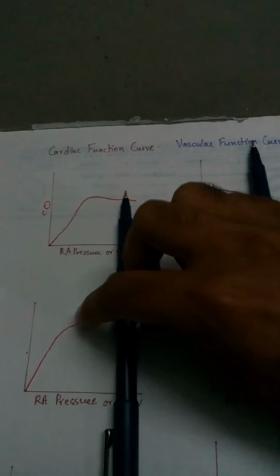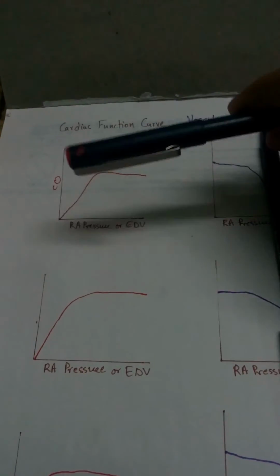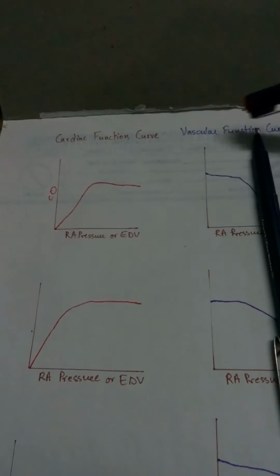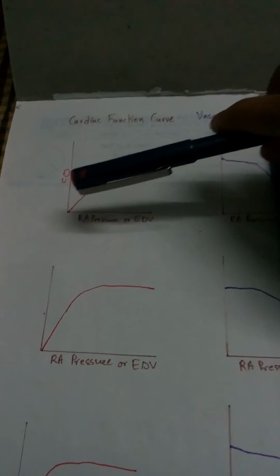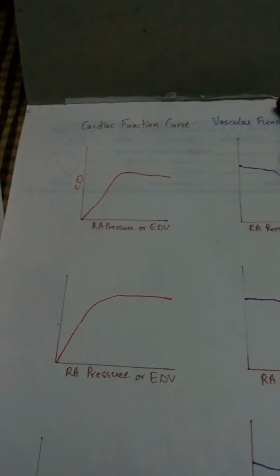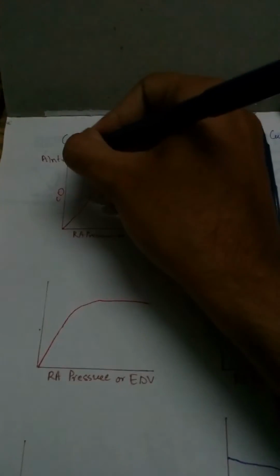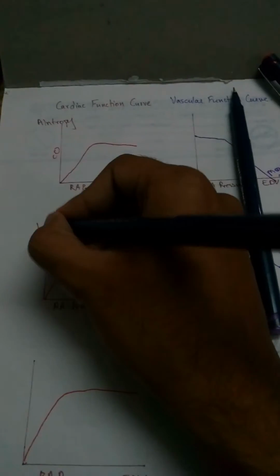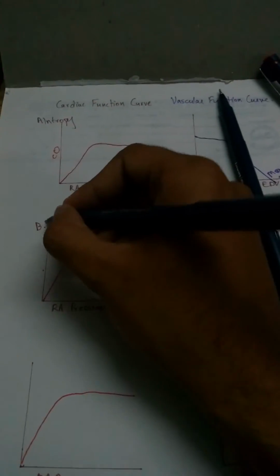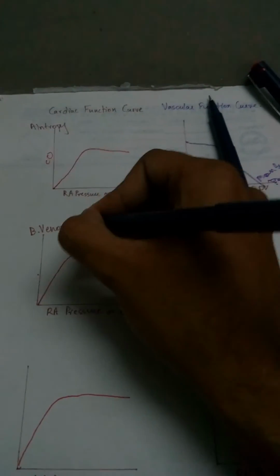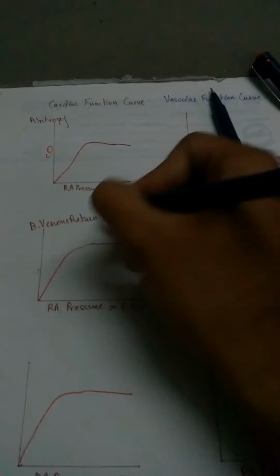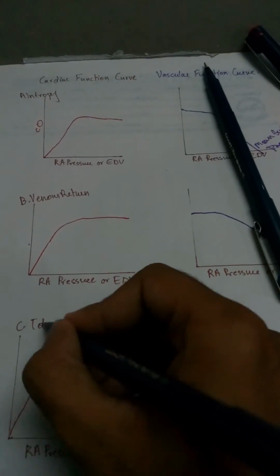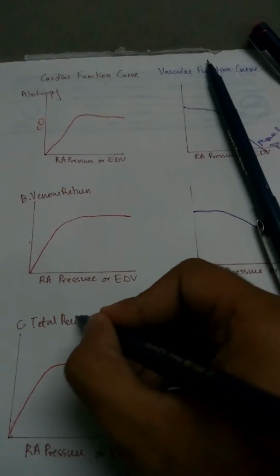Now for the cardiac function curve and vascular function curve, we'll be seeing three different situations: the effect of inotropy first, and we'll see the effect of venous return and the effect of total peripheral resistance.